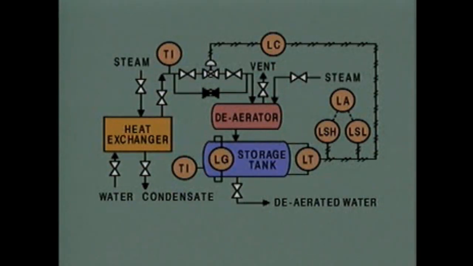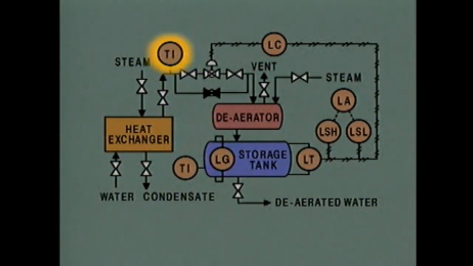This is the P&ID that represents the deaerator system. This symbol represents a heat exchanger that heats the water. This one represents the deaerator itself. And this one represents a deaerated water storage tank. Water flows into the heat exchanger, which uses steam to heat the water. Then the water flows out of the heat exchanger past this device. This symbol represents a local temperature indicator that indicates the temperature of the water leaving the heat exchanger.